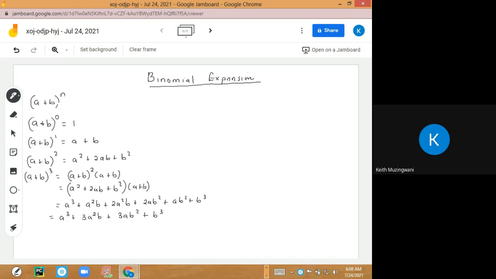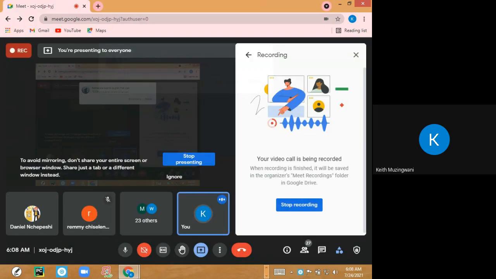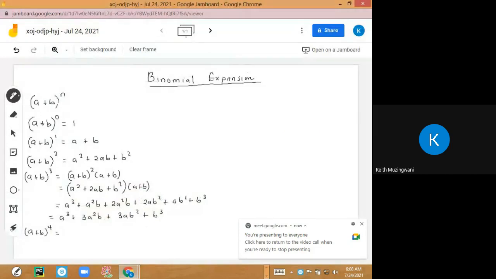Okay, so you could go as well to A plus B power 4. So now you've seen that so far, once we reach 4, there's so much work involved. We have to expand this whole A plus B power 3 by A plus B for us to have power 4 altogether. So then the guy came back and said, okay, this looks like it can make some sense if you take it in a triangle form. You just concentrate on the coefficients.